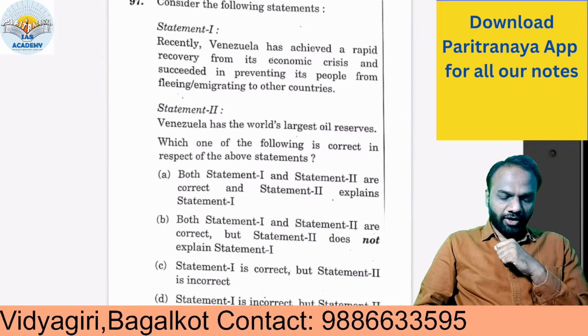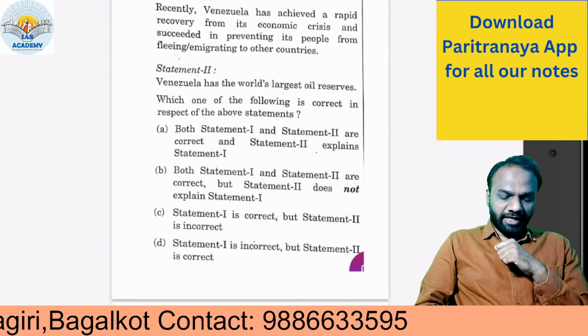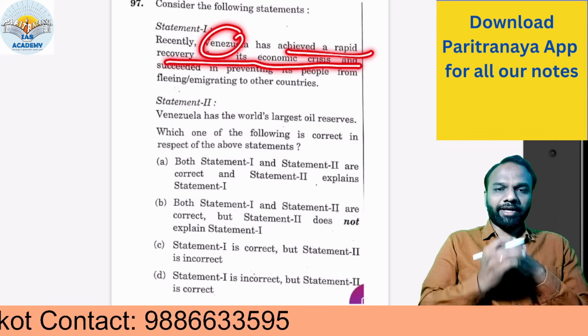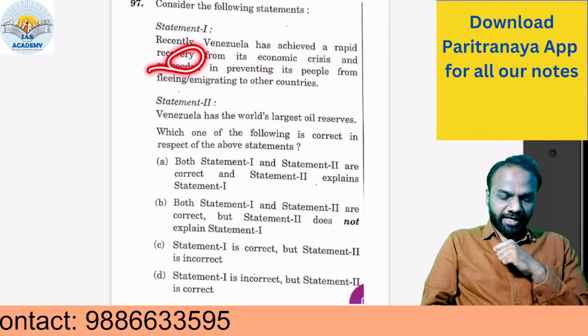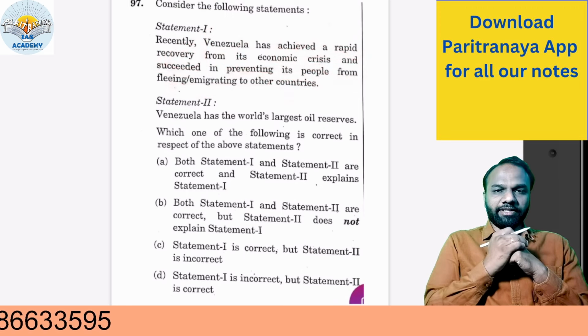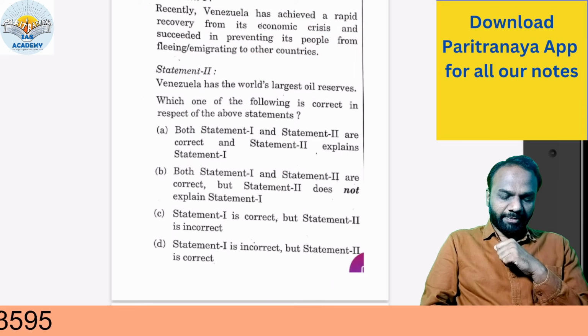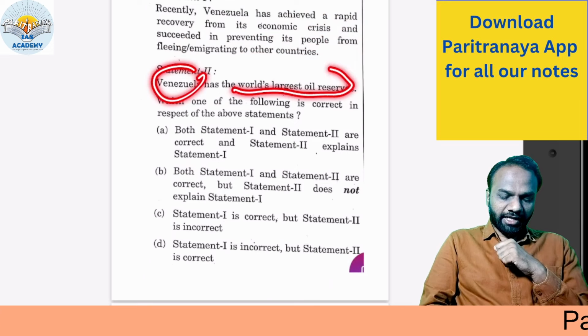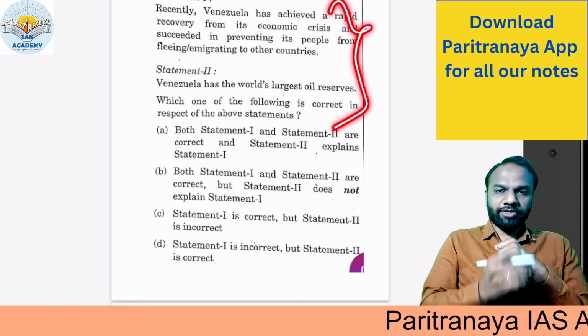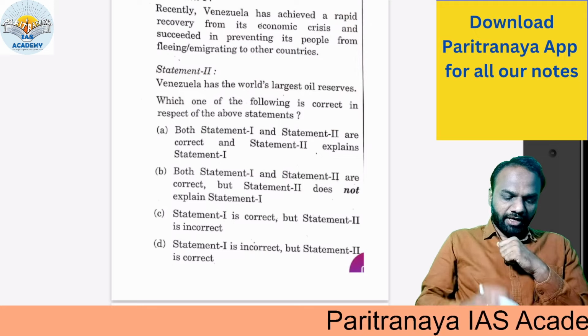Next, this is a question. Statement one: recently, Venezuela has achieved a rapid recovery from its economic crisis and succeeded in preventing its people from fleeing, emigrating to other countries. Second statement: Venezuela has the world's largest oil reserves. This is a very easy question, especially for us.